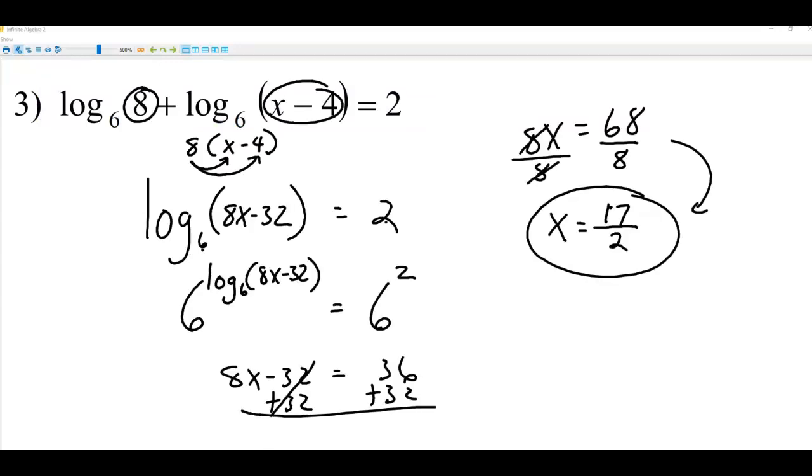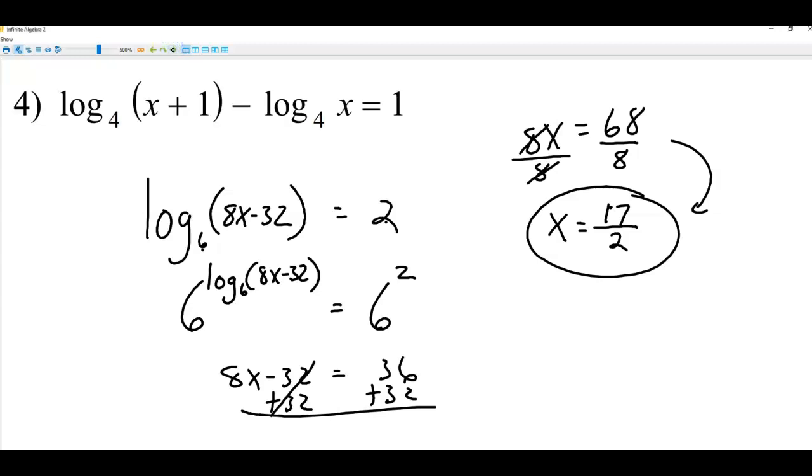Alright, so that's a fourth type of log equation that we looked at today. So how do you handle situations where logs are being added? Now we're going to move into a fifth type, which is where they're being subtracted. So let's do that. Go ahead and write this one down. We'll call this example 2.